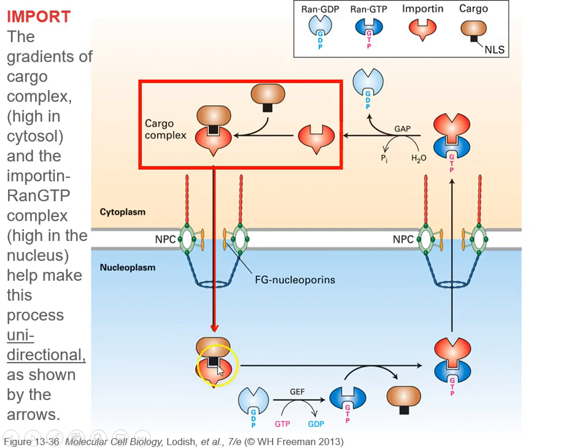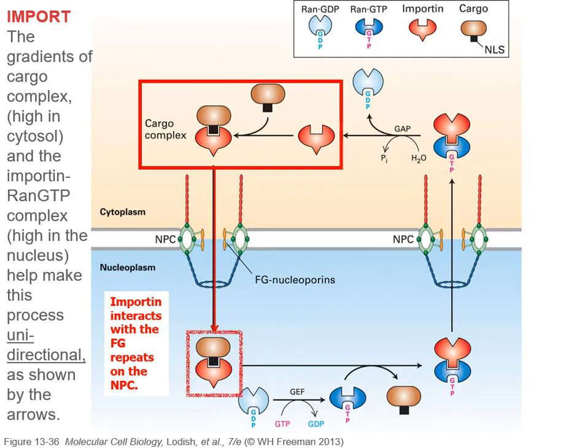Now my cargo, my protein, is inside, bound to importin. The importin interacts with these FG nucleoporins because now you've got this big complex. In the last slide, I told you that RAN doesn't have to do that, but now that you're bound to this big complex, you do have to. The importin's job is to interact with the FG nucleoporins and push them aside so this large complex can get through.